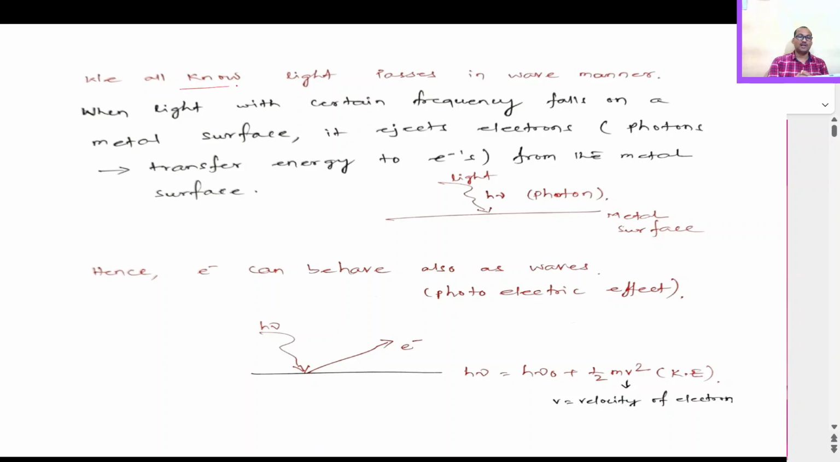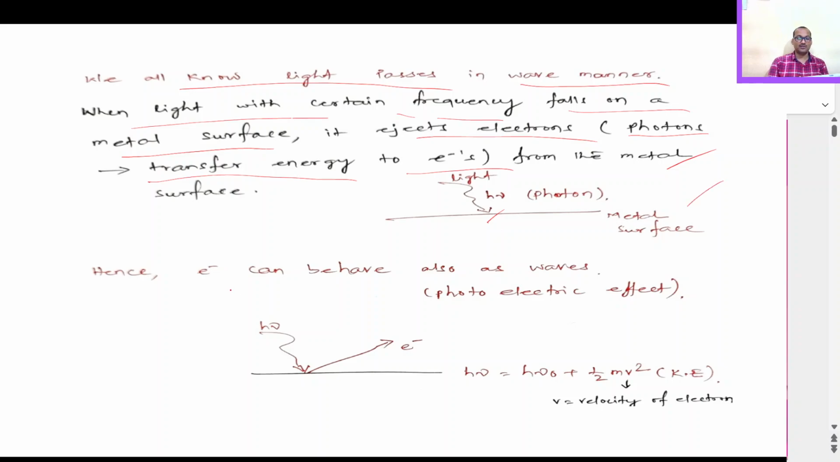So we all know light passes in wave manner. When light with a certain frequency falls on a metal surface, it ejects electrons. The photons transfer their energy to the electron, so the electrons are ejected from the metal surface.